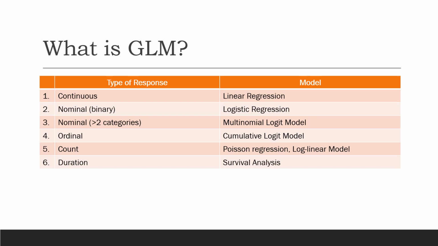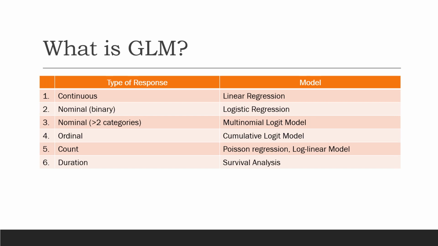Now, the next category is nominal variables, binary, which is they have two responses. Say we want to model whether someone will default on a loan, where the response is 1 if they default and 0 if they don't. So in this scenario, we use logistic regression.